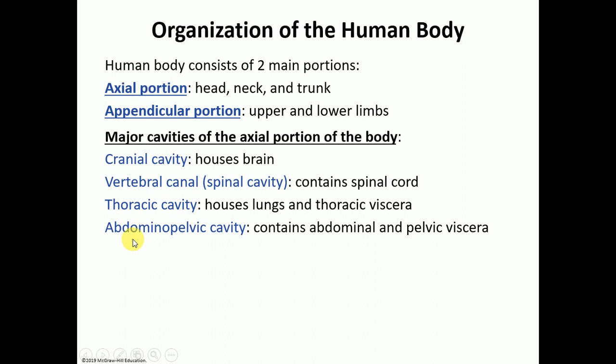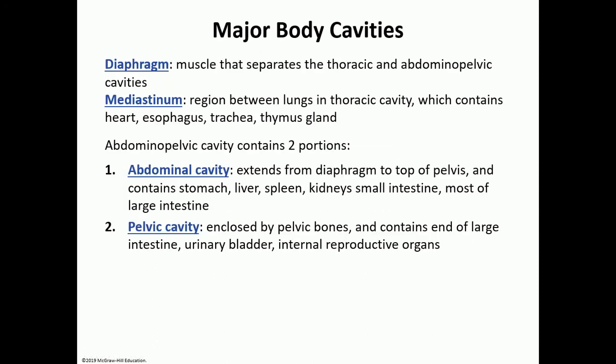So the diaphragm, again, that is a muscle that we use in order to breathe, and it separates the thorax above it, and underneath it you will find the abdominopelvic cavity. Okay, the mediastinum is part of the thoracic cavity, and it's found in between the lungs, and that's where the heart is. You'll also find the esophagus, the trachea, and the thymus gland. If you're not familiar with the thymus gland yet, that is totally fine. We'll talk about it in more detail later on, but it is part of the immune system.